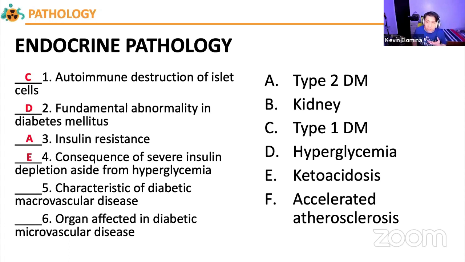Now, characteristic of diabetic macrovascular disease, remember that diabetes is one of the coronary risk factors and therefore can accelerate atherosclerosis, no? Now, what's the organ that is affected in diabetic microvascular disease? Ano yun? Kidney. Aside from that, ano pa? Retina at saka nerves, okay?